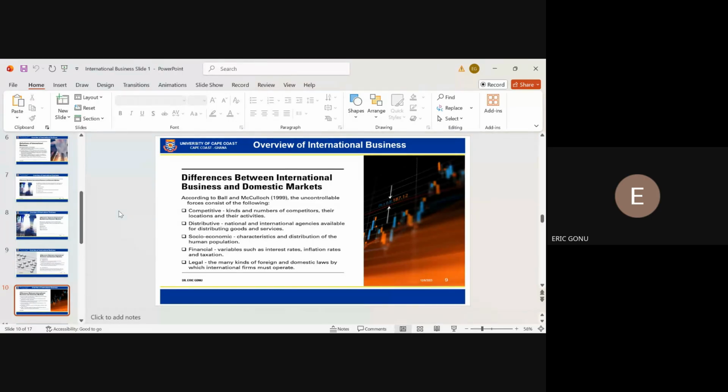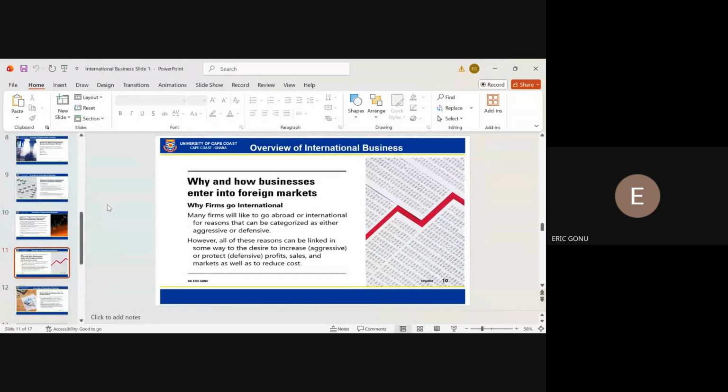Then you have distribution activities. All these things, if you have control over them, become your strength. If you don't have control over them, they become an external threat to you. So you have social culture, you have financial, and you have legal. We've spoken about this once already. So let's move on. Then the next thing we need to discuss is why and how businesses enter into foreign markets.